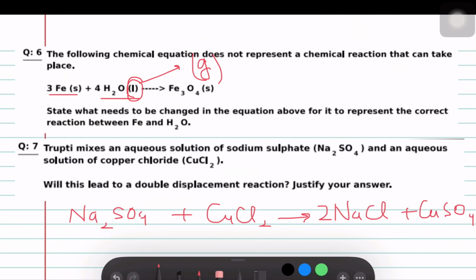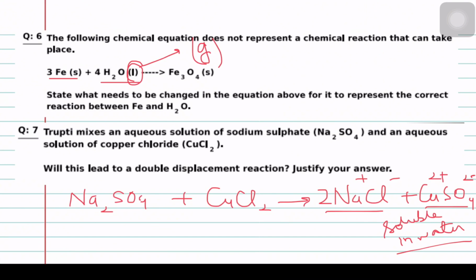Now, if you pay attention, you know that the two products that are formed, NaCl, your regular salt, and copper sulfate, are soluble in water. So they would not form an insoluble precipitate. All the ions would remain in the solution. So the double displacement reaction would not occur.